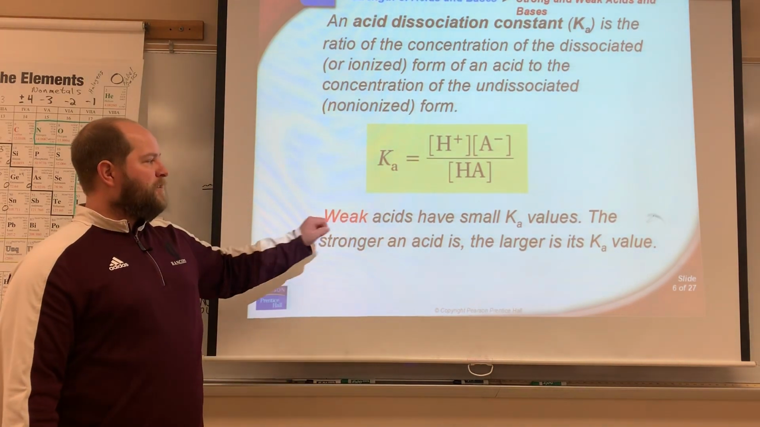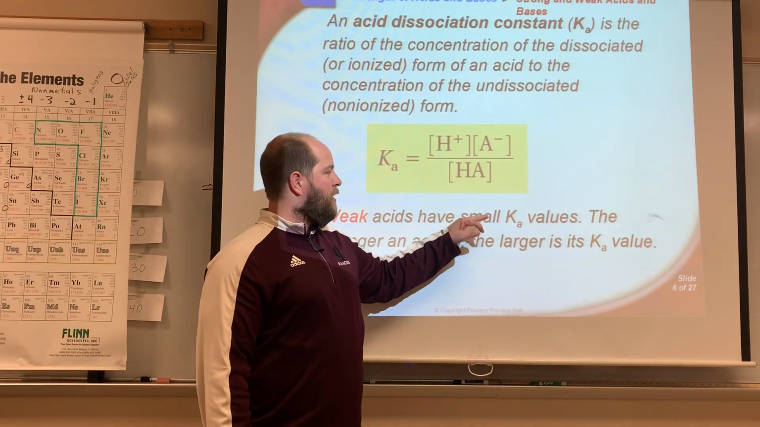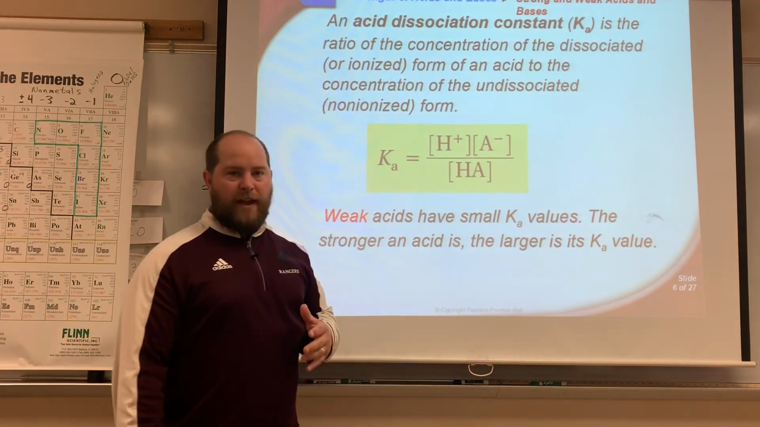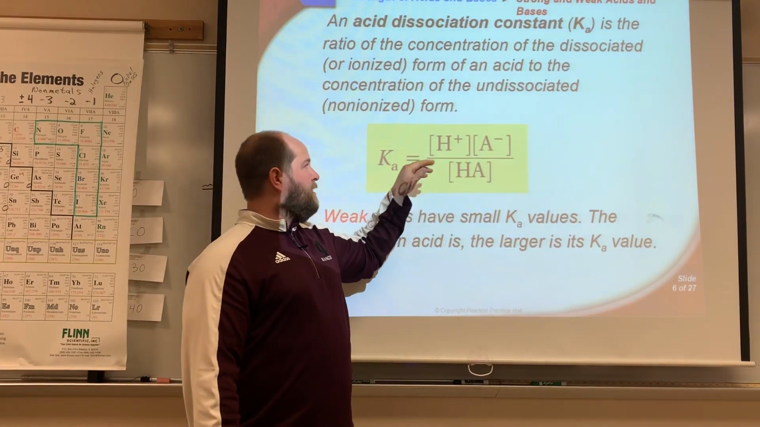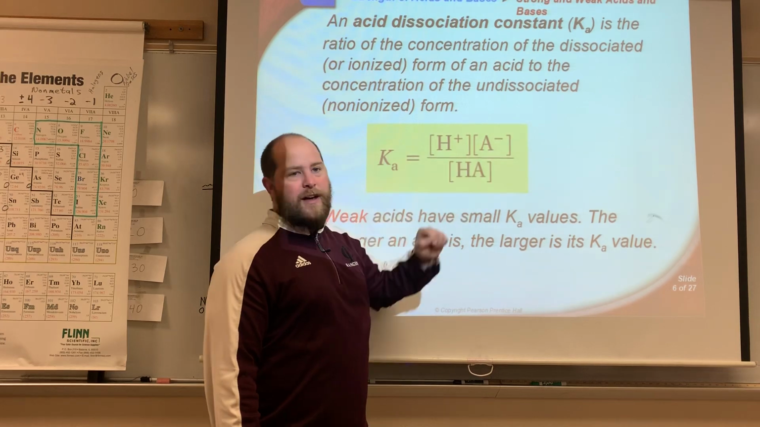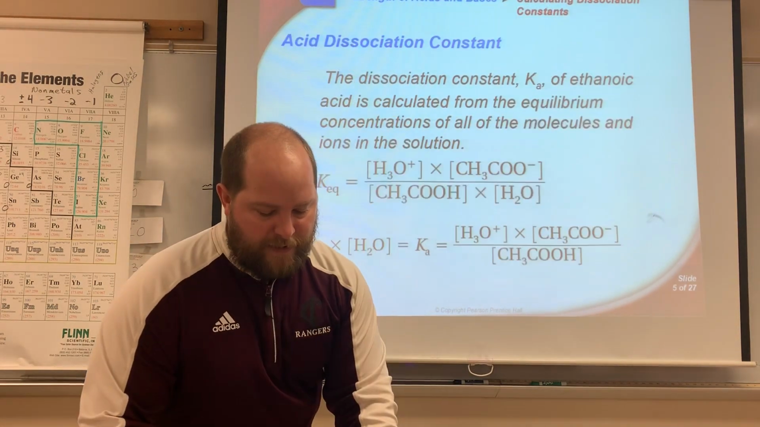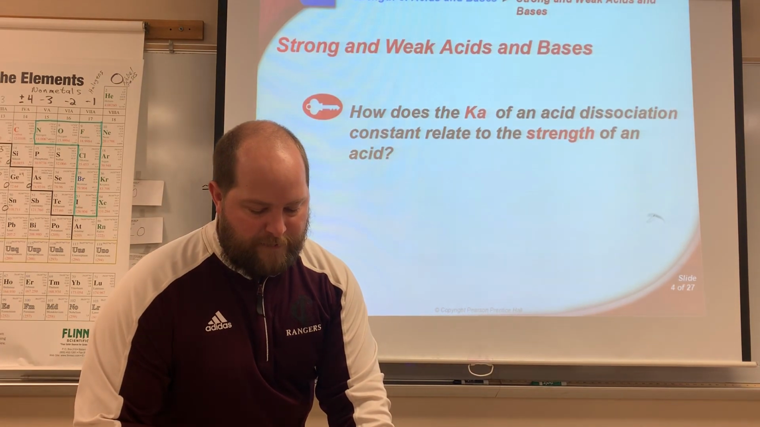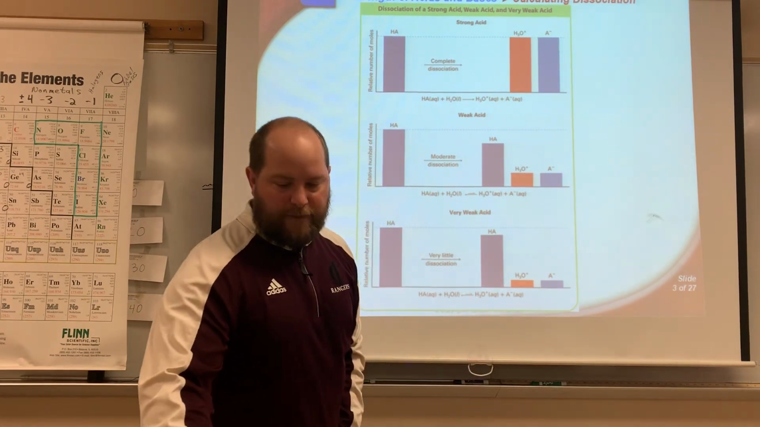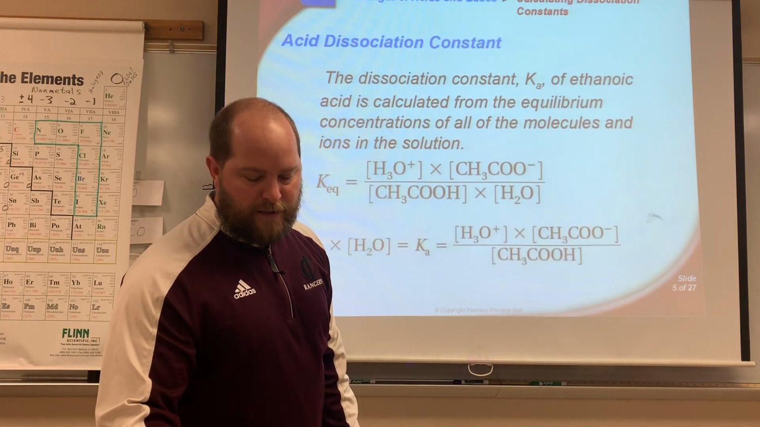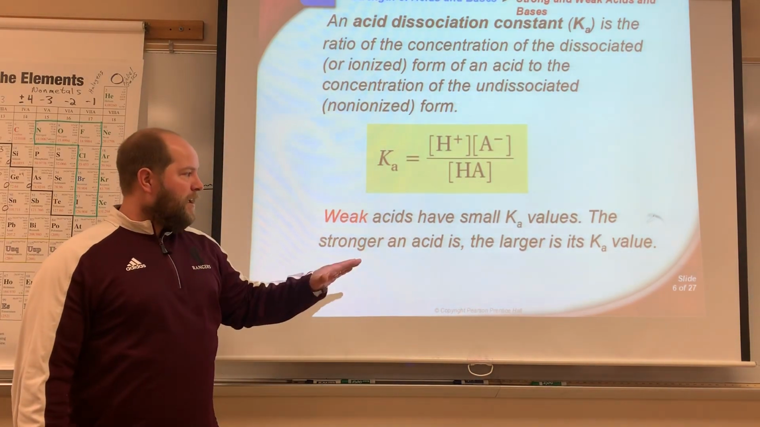So this actually puts it into words for you here. Weak acids have a small Ka value. They have a small Ka value because they only partially ionize to give us H plus and the anion. These numbers are going to be small, right? Think back to the diagram. If we have a weak acid, we're going to have very small amounts of these right here. And we can actually calculate it. So the smaller the Ka, the weaker the acid.